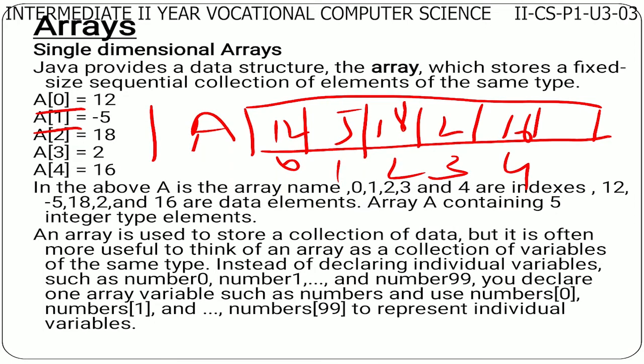So A represents the array, 0, 1, 2, 3, 4 represents the indexes, and these 12, 5, 8, 2, 16 are the data stored in the array. So in this way, we can store the collection of data in an array, and these are indicated by the indexes given as in the above example.